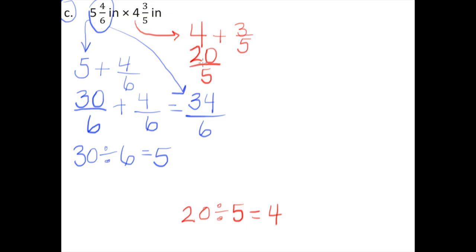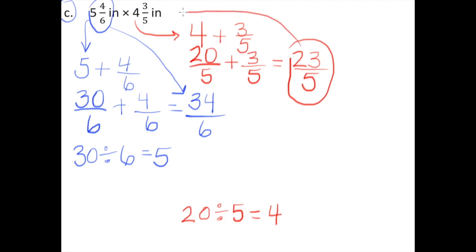So 4 is equal to 20/5. Bring 3/5 along, and let's rewrite 4 plus 3/5 as an improper fraction. We just have to add 20 plus 3 together. 20 plus 3 is 23. And there we have it. So 23/5 is equal to 4 and 3/5. This is the improper fraction. This is the mixed number.